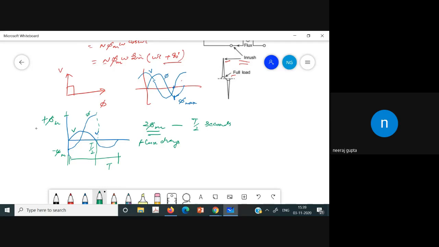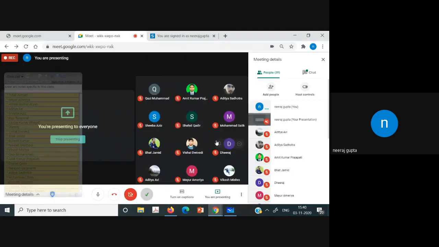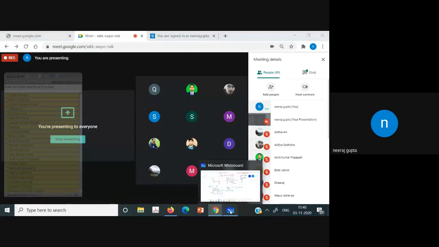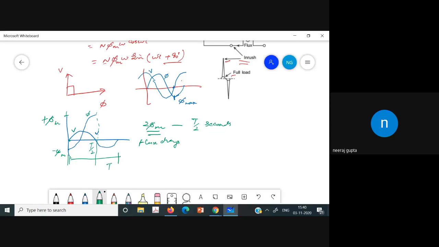Now, let us assume that when we start the transformer, it is switched on at the positive zero crossing of the voltage waveform. Let us suppose that the transformer is started at this instant, that is, the positive zero crossing of the voltage waveform.